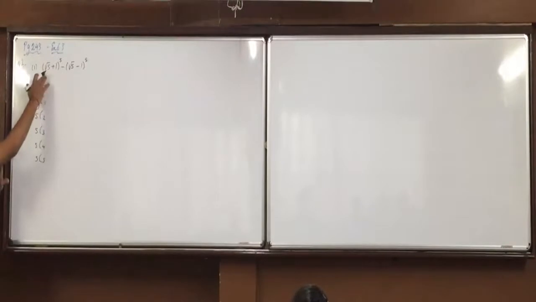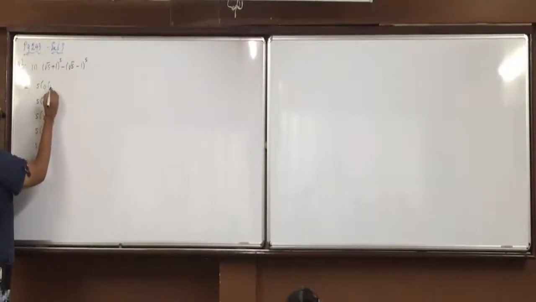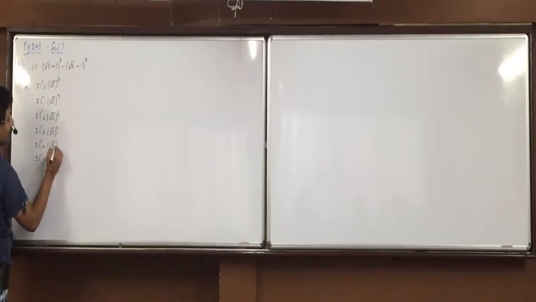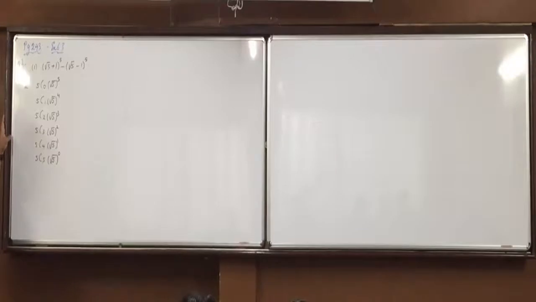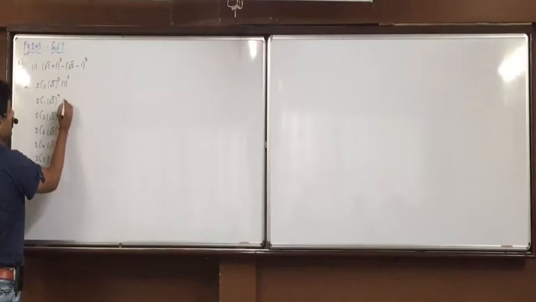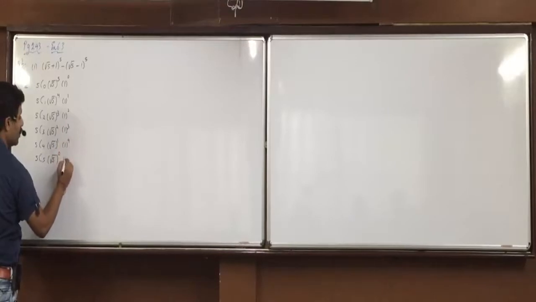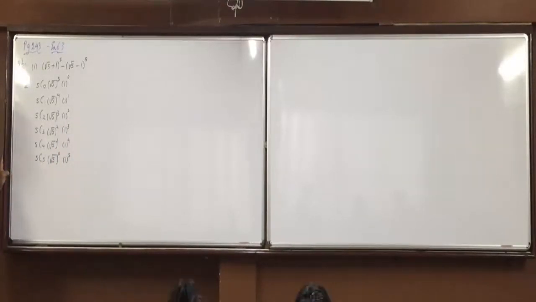Now the first variable is root 5. So we'll start with root 5 raised to the power 5 and then keep on decreasing: 4, 3, 2, 1 and 0. Are you all able to recollect this? And then the second variable is 1. So we will start with 1 raised to 0, 1, 2, 3, 4, 5. Are all clear with it? In between there is plus, so everywhere plus.